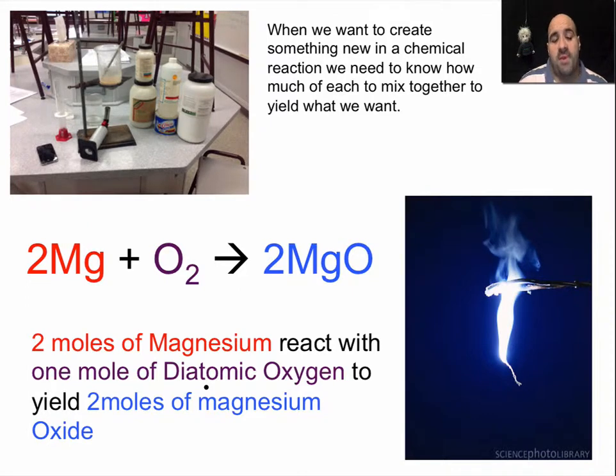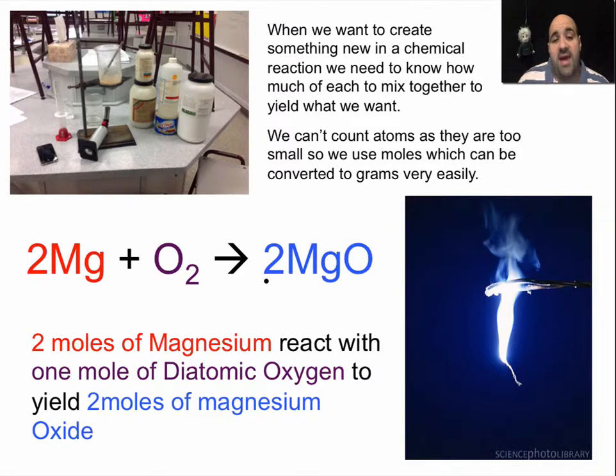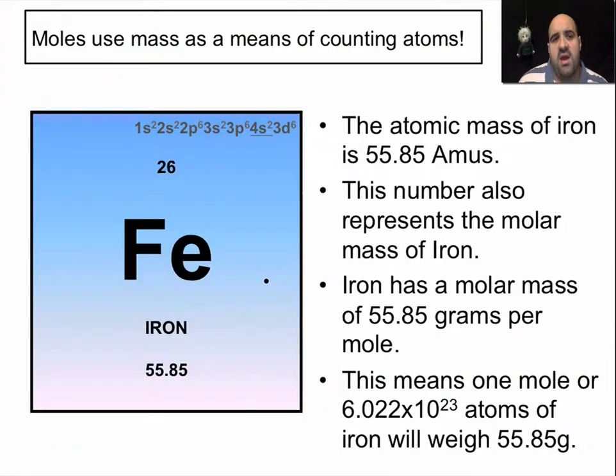So when we read chemical formulas, I want to read them in terms of moles. So this is saying 2 moles of magnesium is combining with 1 mole. The 1 is assumed if it's not there. 1 mole of diatomic oxygen to yield, the arrow's the yield sign, 2 moles of magnesium oxide. So we're going to read chemical equations in terms of moles. And we're going to do that because we can't count atoms, they're too small, but we're going to use moles, which convert to grams very easily, as we're going to see. We're going to use moles as a mass. Our moles use mass really as a means of counting atoms. We're going to count atoms by essentially getting their mass on a scale.